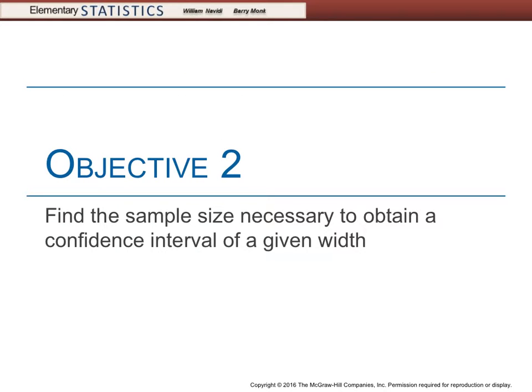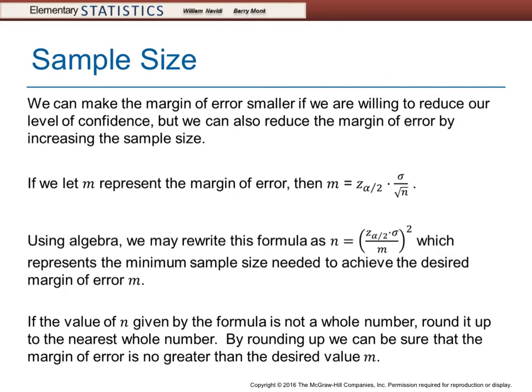So now we want to find the sample size necessary to obtain a confidence interval of a given width. In many experiments, we typically have to calculate the sample size first, based upon what we believe to be the best margin of error. We can make the margin of error smaller if we're willing to reduce our level of confidence, but we can also reduce the margin of error by increasing the sample size.